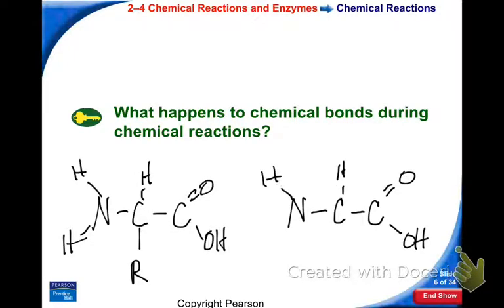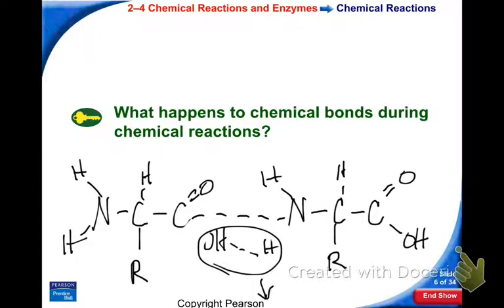I'm not telling you what amino acids these are, just making them generic. So right now, these amino acids are not bonded to each other. In order for them to bond together, you must break the chemical bond here and here, and allow a new chemical bond to form between these two atoms, and a chemical bond to form here. And so your products are water and this new double-chained dipeptide, which is the formation, the starting of a protein.